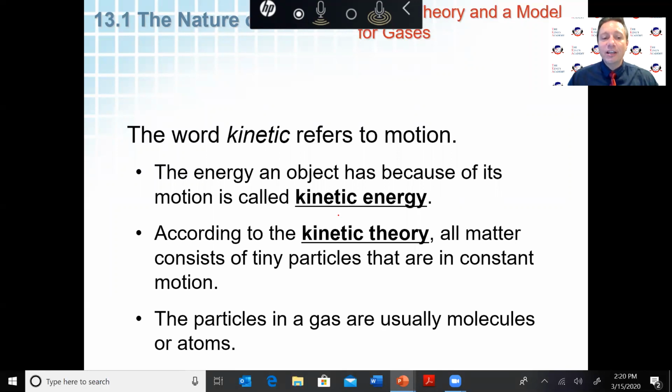So the kinetic theory has three parts, and we're going to highlight those three parts and label them 1, 2, and 3, and you'll get some notes in on that. All matter consists of tiny particles that are in constant motion. So we know that as atoms. We studied that in several chapters, but we're going to look specifically now at the atoms that pertain to a gas, or we could also say the molecules of a gas. The particles in a gas are usually molecules. And we know they're atoms when in fact they're the noble gases, which we have talked a lot about.